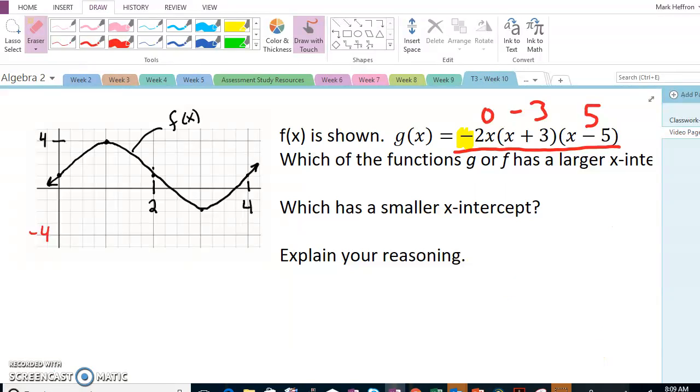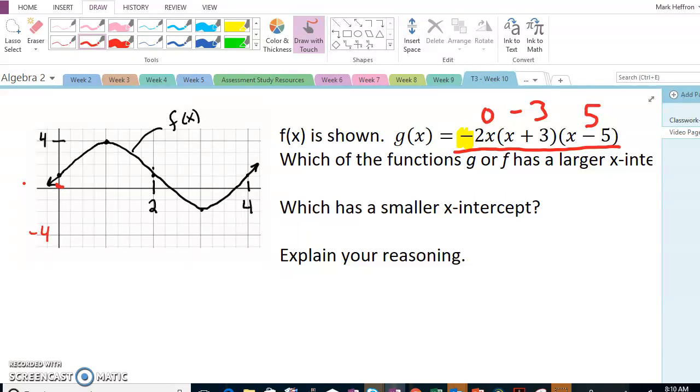So I'll just plot these 3 zeros. 5 is going to be out here. -3, it's like halfway, but it's going to be way over here somewhere. It's not even going to show up on my drawing. And 0 is at the x-axis and y-axis.